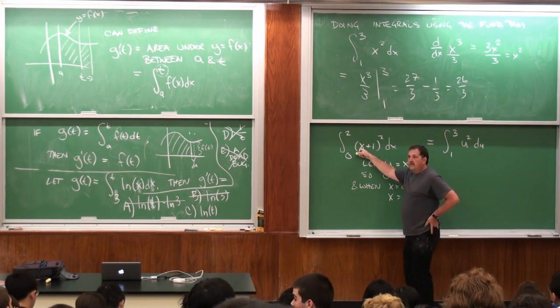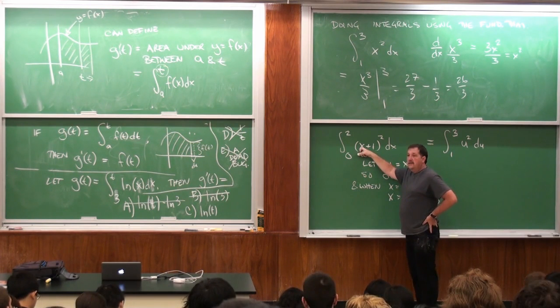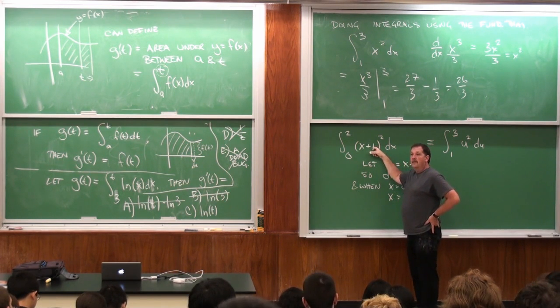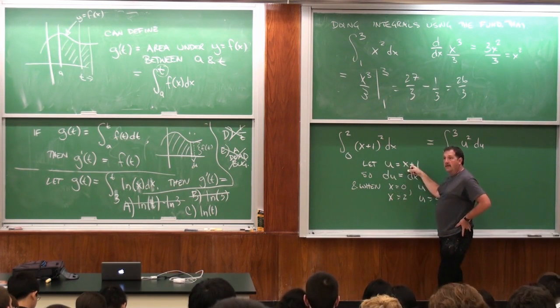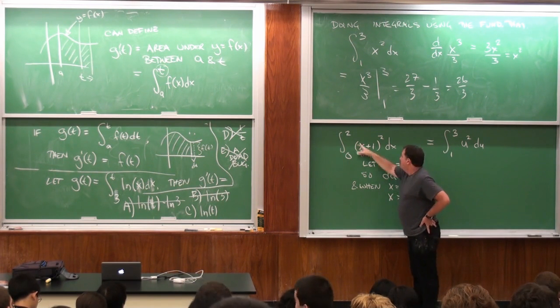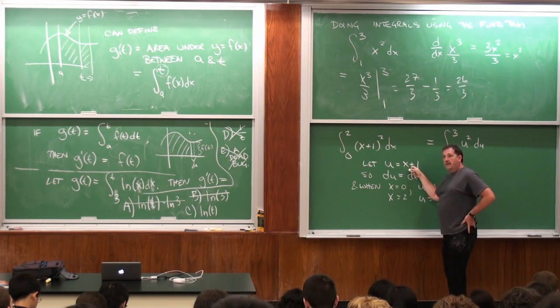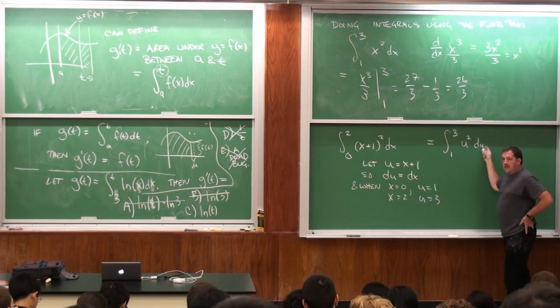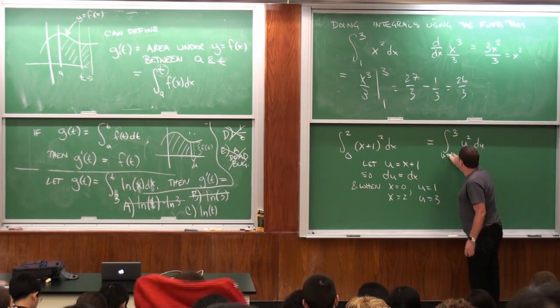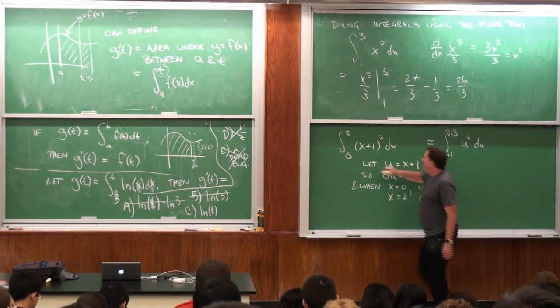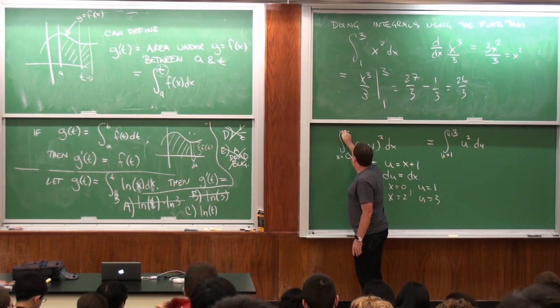So x goes from 0 to 2. When x is 0, u is 1, because u is x plus 1. And when x is 2, u is 3, because u is x plus 1. So when I write everything in terms of u, this is u equals 1, u equals 3, x equals 0, x equals 2.